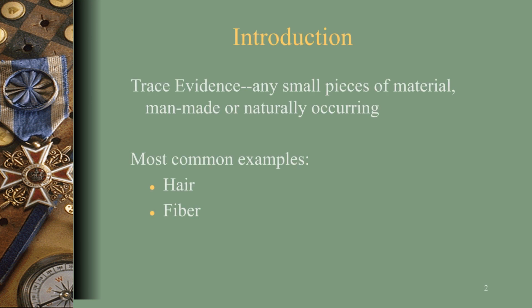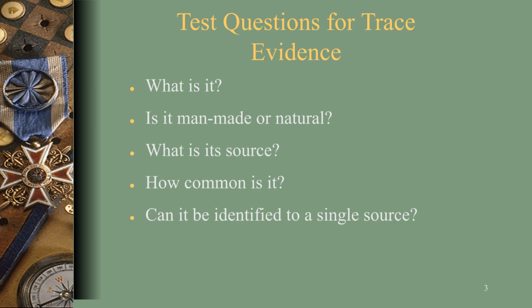Trace evidence consists of any small pieces of material, whether man-made or naturally occurring. The most common examples are hair and fiber. When analyzing trace evidence, investigators ask several key questions. What is the material? Is it natural or man-made? What is its source? How common is it? And finally, can it be identified to a single source?